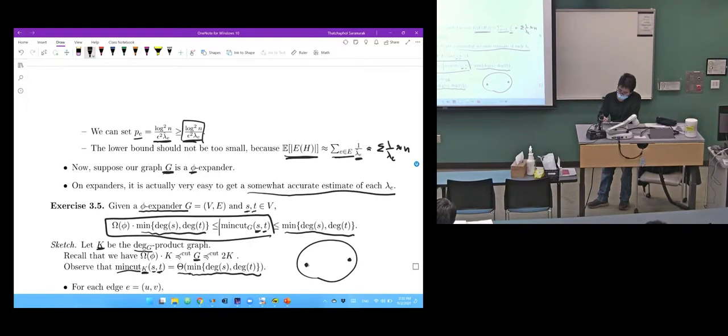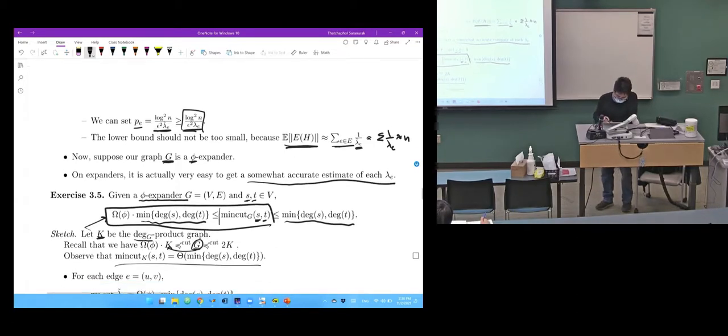For example, if you take S and T, you can think of flow. In the product graph you can really send flow from S to every node and from every node to T. Anyway, the min cut in the product graph is this much, and because G is cut equivalent to K, then you get this.